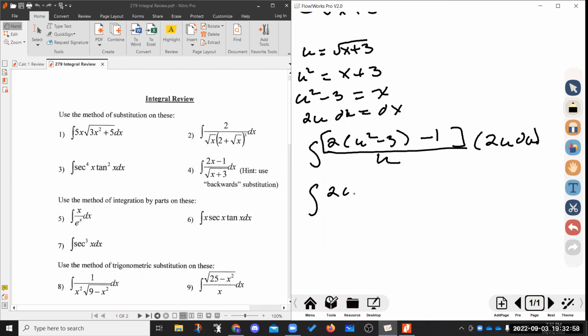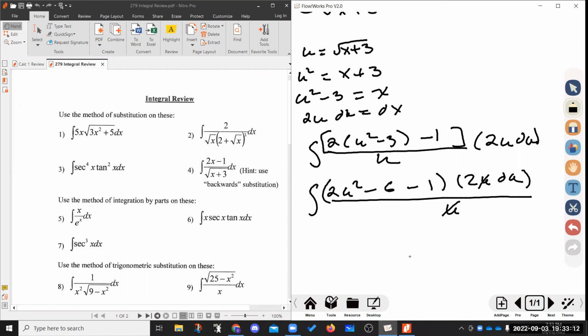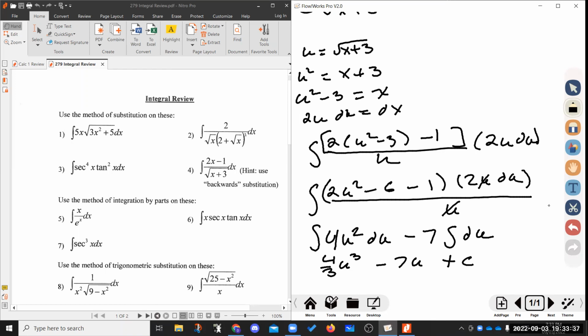This is going to be 2u squared minus 6 minus 1, 2u du over u. Those u's are going to cancel. And that's going to give me 4u squared du minus 7 integral du, like that. So that's going to give me 4/3 u to the third minus 7u plus c.